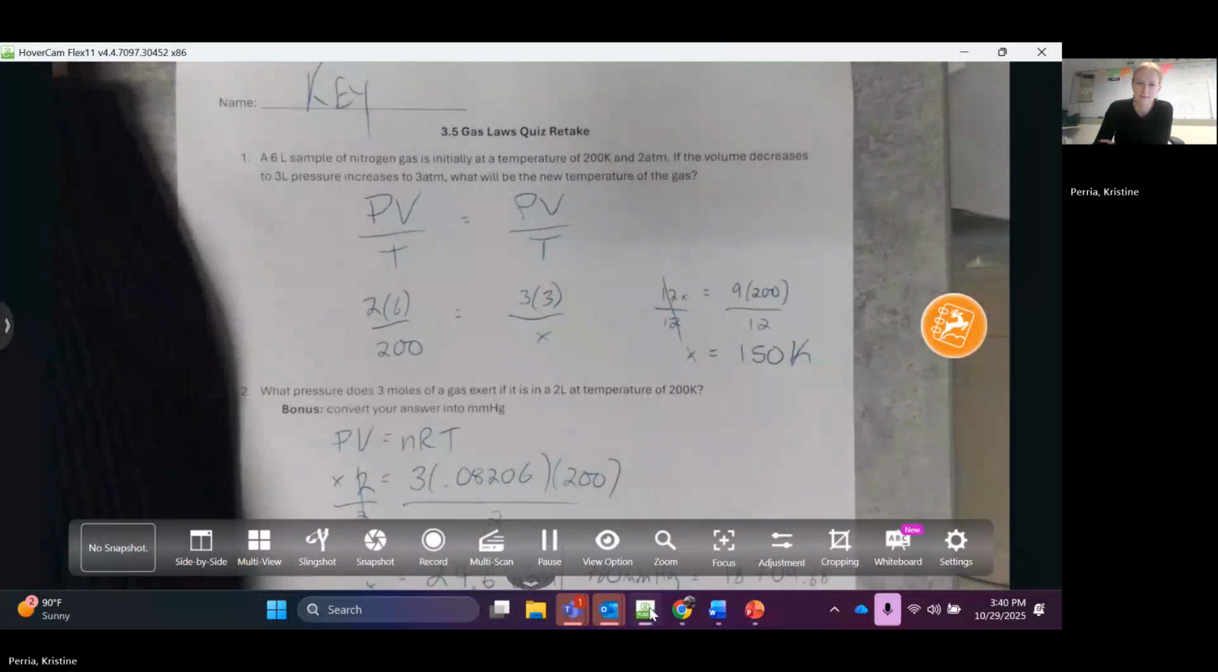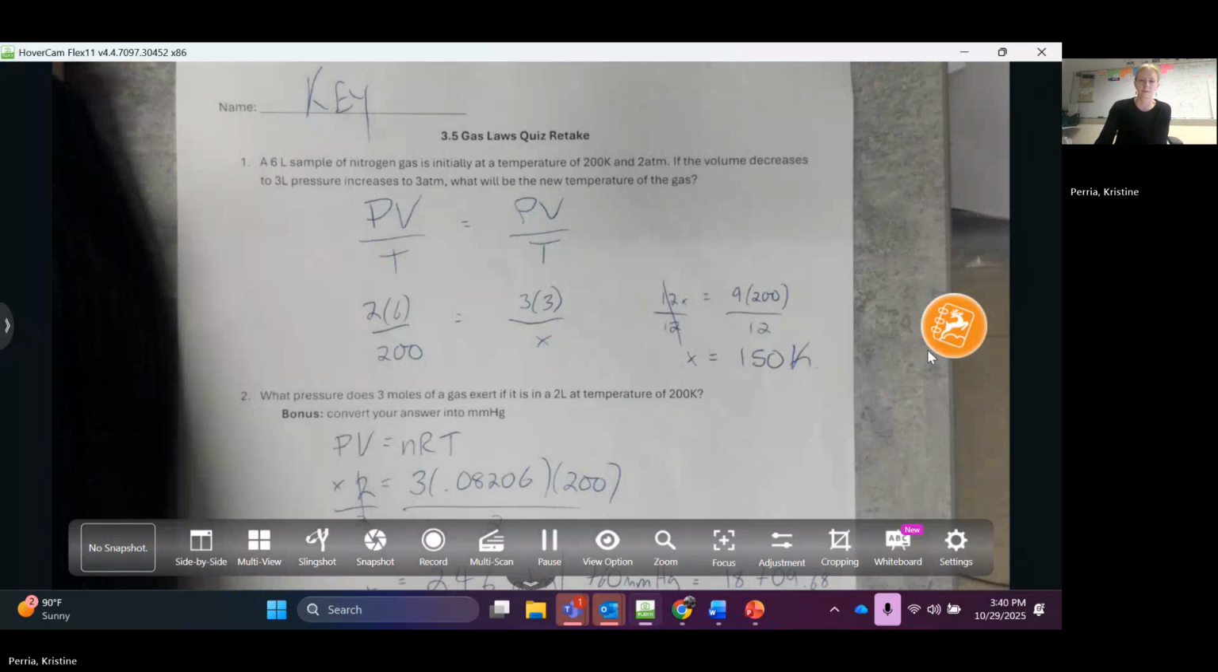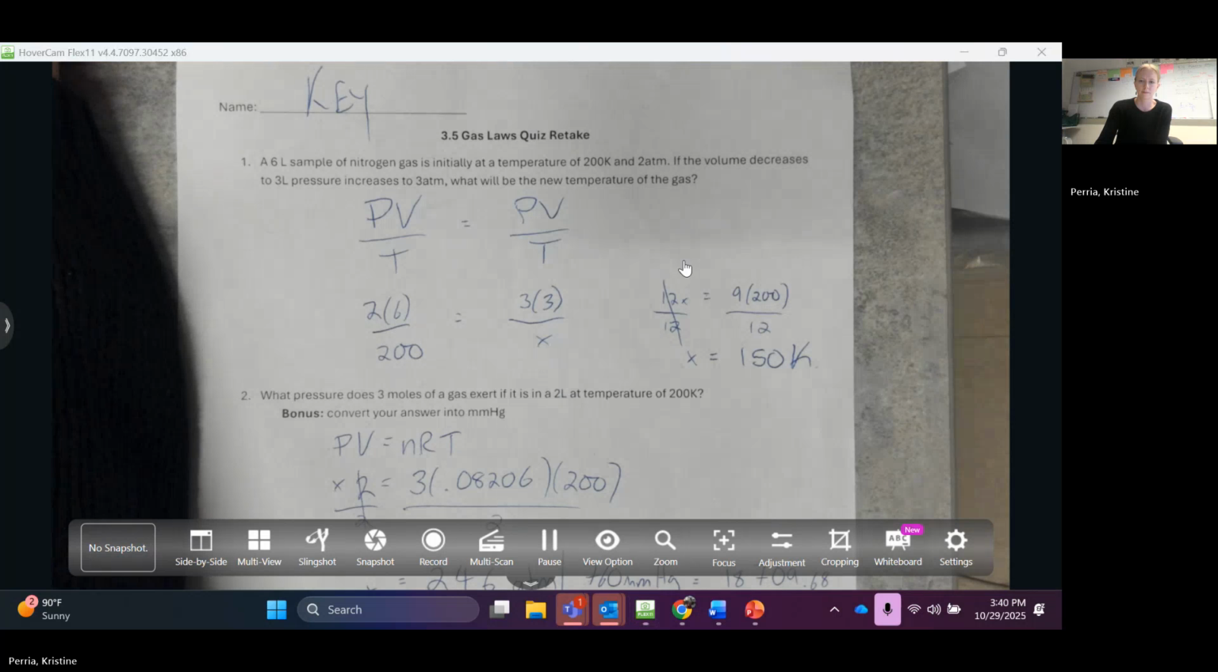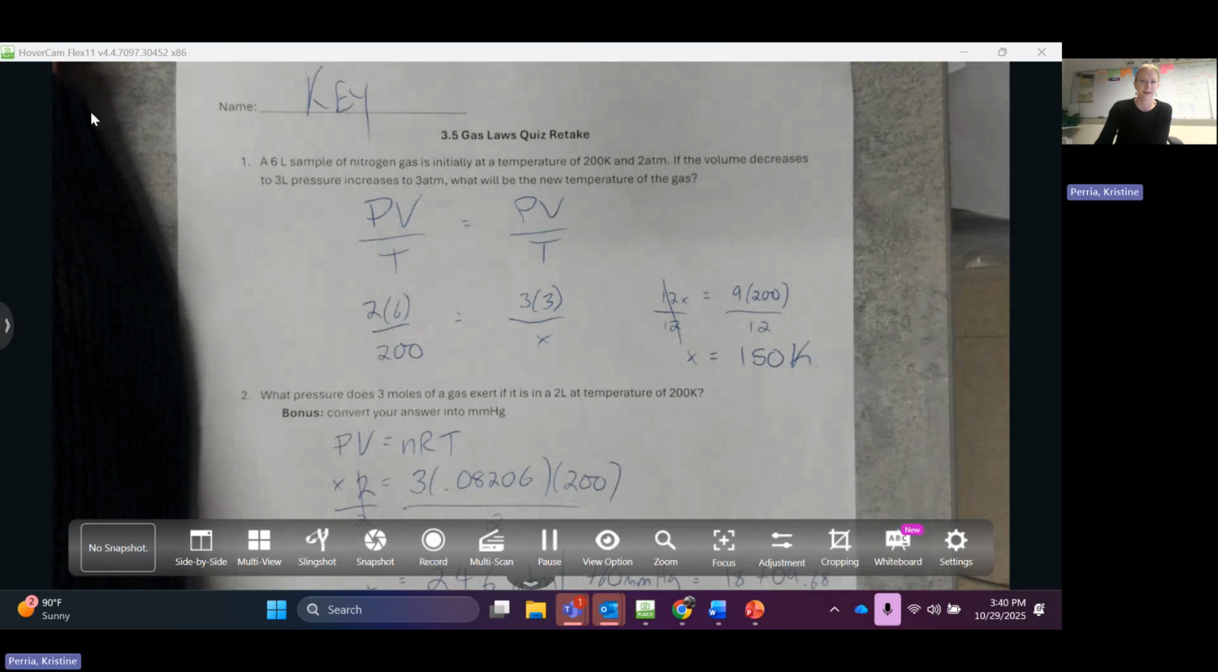So I'm going to walk you through the retake. That's your homework to prepare you guys for the actual retake if you take it tomorrow during advisory, or just extra practice for those of you who already understand it. Okay, let me share my screen. All right, here we go.